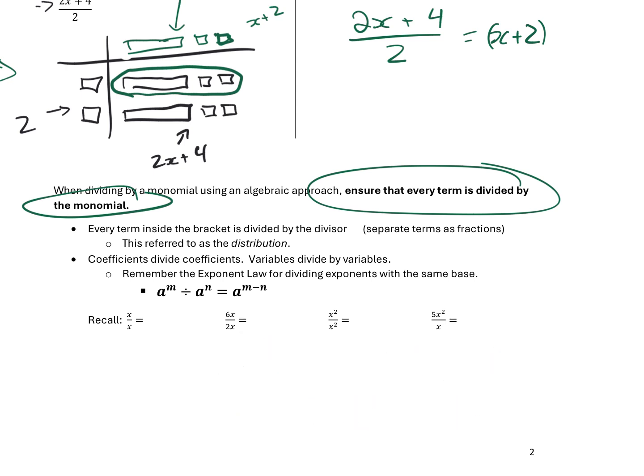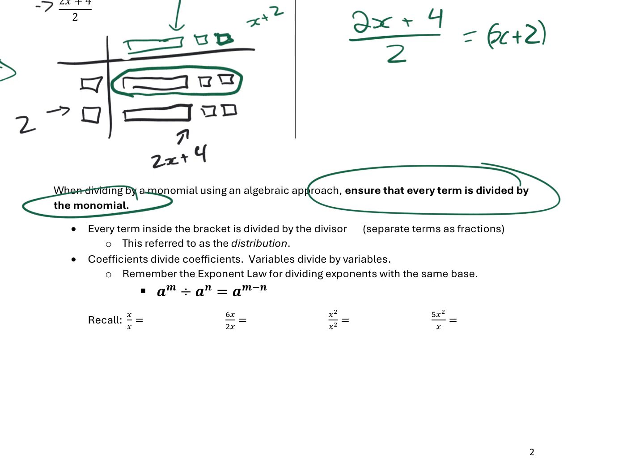So we have to divide each term in the dividend, whether it's a binomial or a trinomial or even a polynomial with more than 3 terms. We have to divide every single term by the monomial, which is in the divisor. So every term inside the bracket is divided by the divisor. This is referred to as distribution. Remember that coefficients divide coefficients and variables divide by variables. Remember also the exponent law for dividing exponents of the same base.